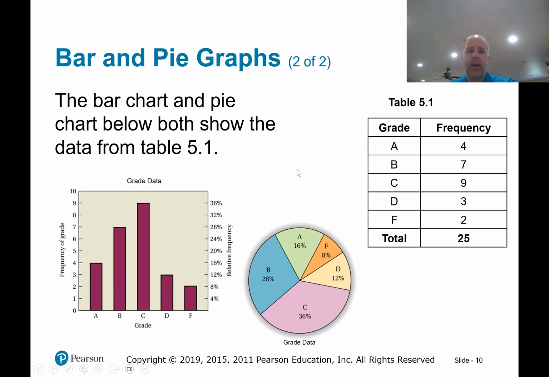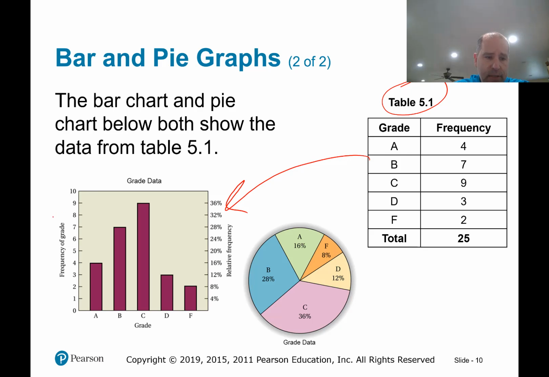So here's an example of a bar chart and a pie chart looking at a distribution of grades on an exam, or let's say in a course. Here's the frequency table. And if you look here, we've got this bar chart.